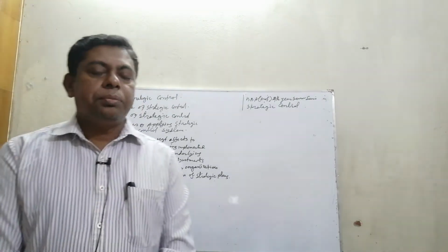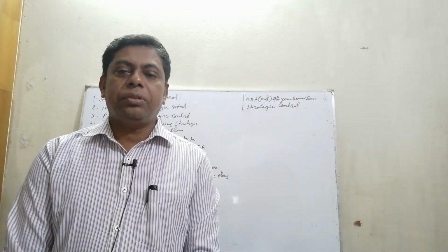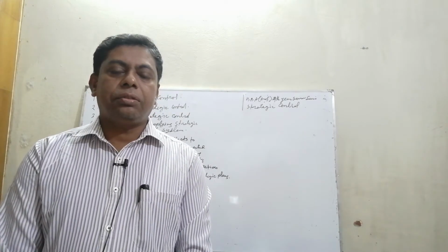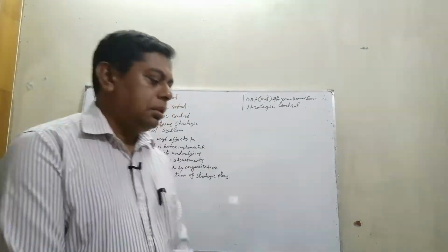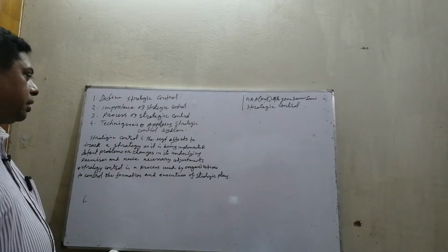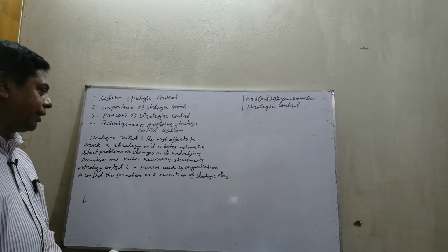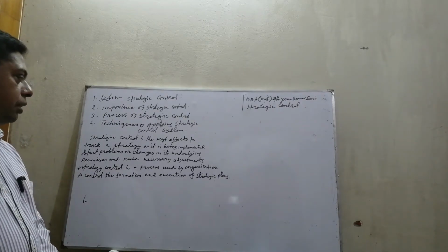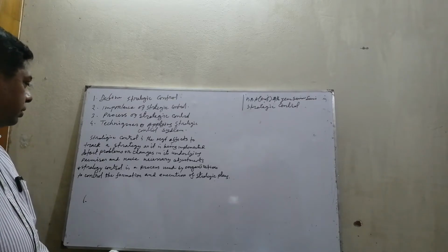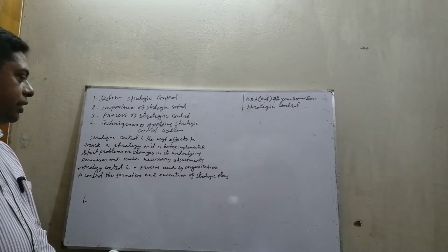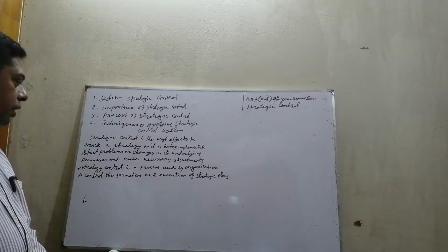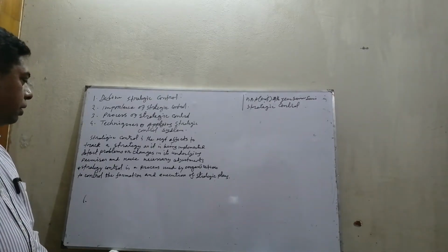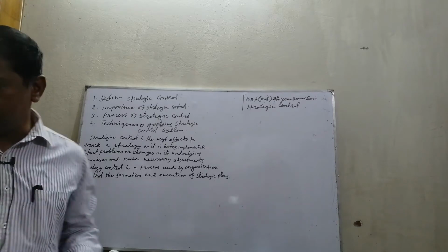So the business study students have much more skill and scope from those sides. And the first question, what is strategic control? Strategic control is the management effort to track a strategy as it is being implemented, detect problems or changes in its underlying premises, and make necessary adjustments. Strategic control is a process used by organizations to control the formation and execution of strategic plans.